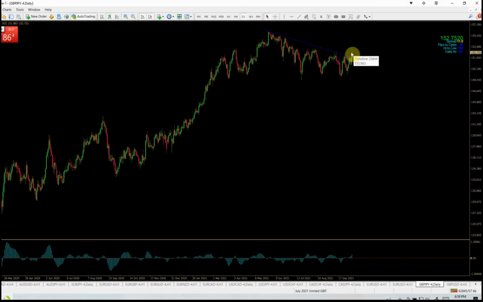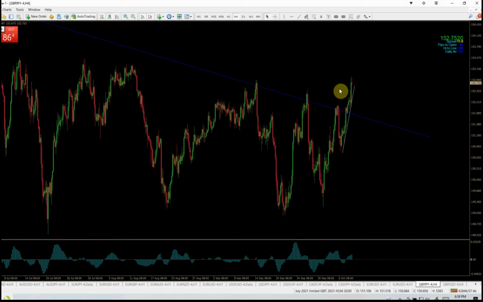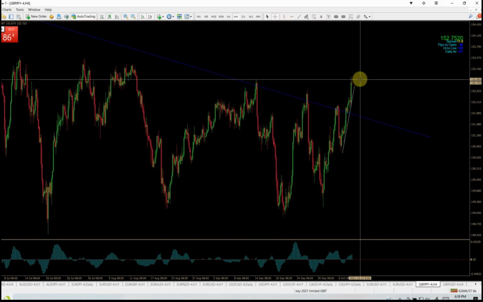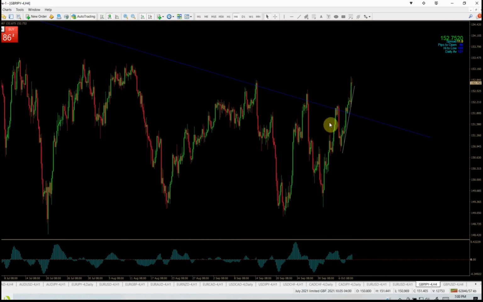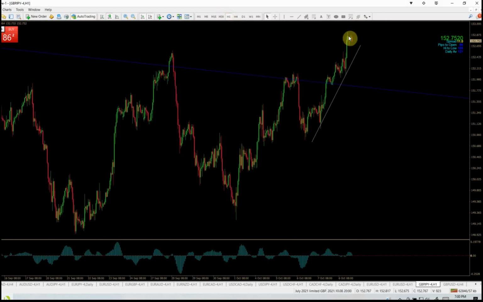We broke above here, and so I would probably expect a pullback at some point. If you get in this right now, you may end up in a significant period of drawdown, because this probably will pull back at some point. And if it comes all the way back to the trend line, that could be a really substantial, 100 pip retracement. So I probably would wait on this one. I do think it will go, but I would expect to see a pullback here.